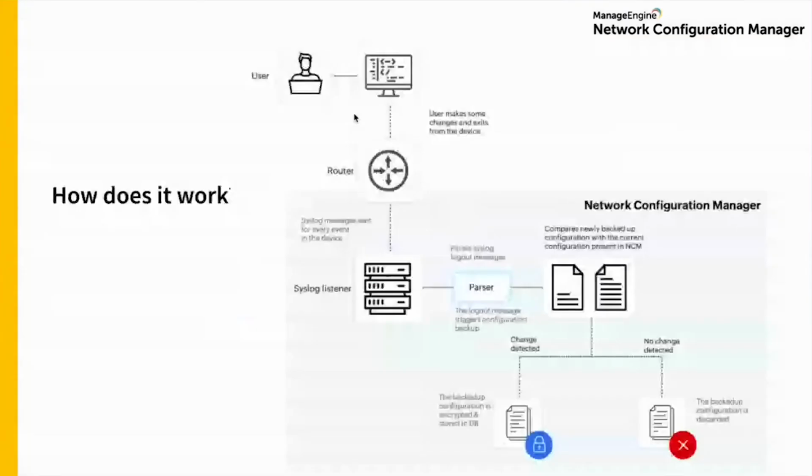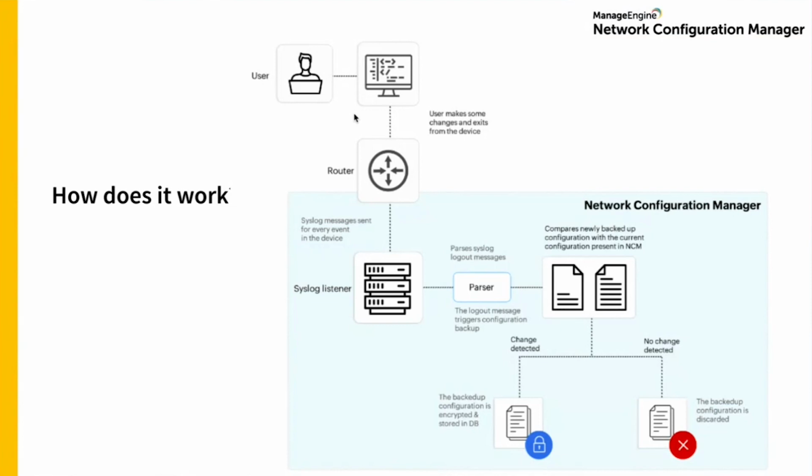So this is the working mechanism of this automatic backup in Network Configuration Manager. As you can see here, the user is present. The user makes some changes and exits from the device, say a router. The syslog listener will listen for a particular message, which is the logout message. Once the logout message is found, it will immediately trigger a configuration backup and the file will be backed up.